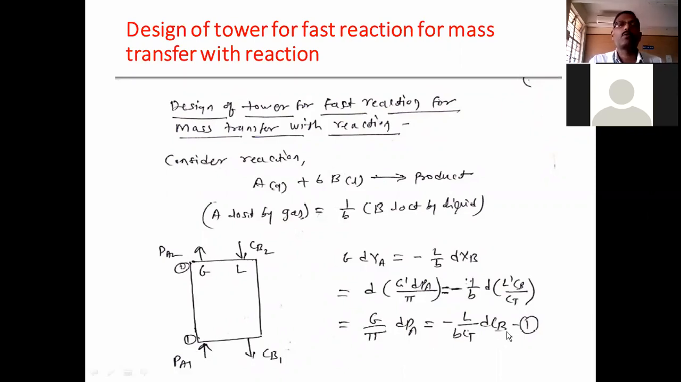Now here A and B both are there and both are reactive. So G upon pi dPA is equal to minus L upon B into CT into dCB. Why minus? Because the flow is in the opposite directions. So this equation 1 we obtain.